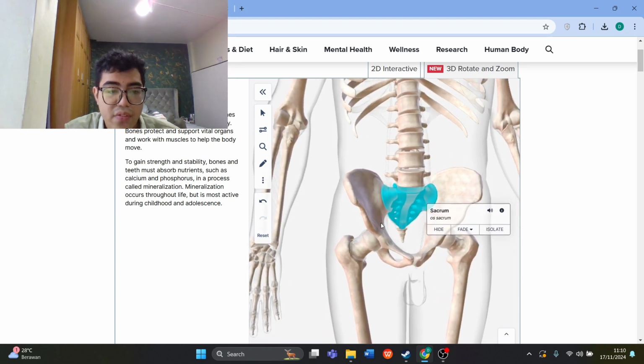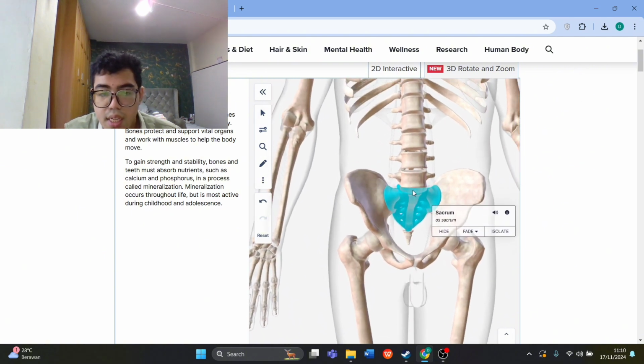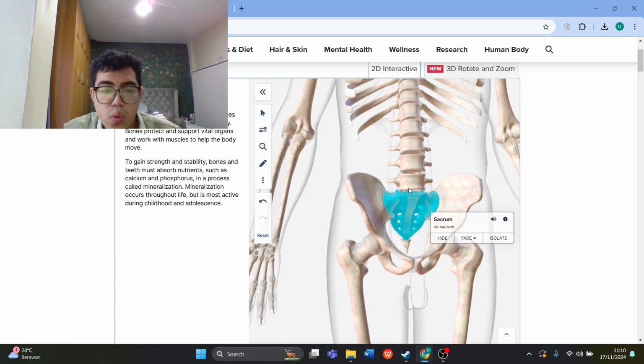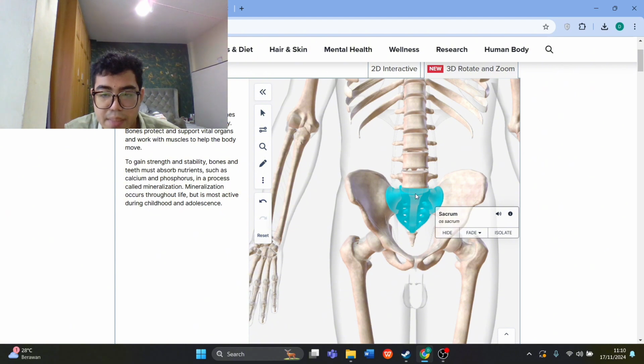Over here we have the os sacrum, which we already talked about previously. It represents 5 fused vertebrae at the base of the spine within the pelvis. A cool fact to know is that although the sacrum is typically composed of 5 segments labeled S1 to S5, it can range from 4 to 6 segments, and these vertebrae fuse during adolescence into one immobile bone.